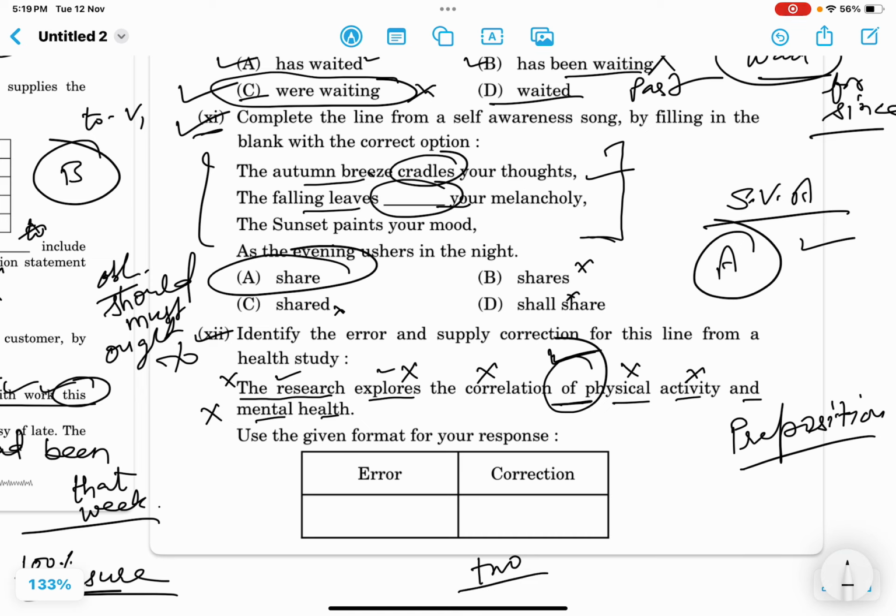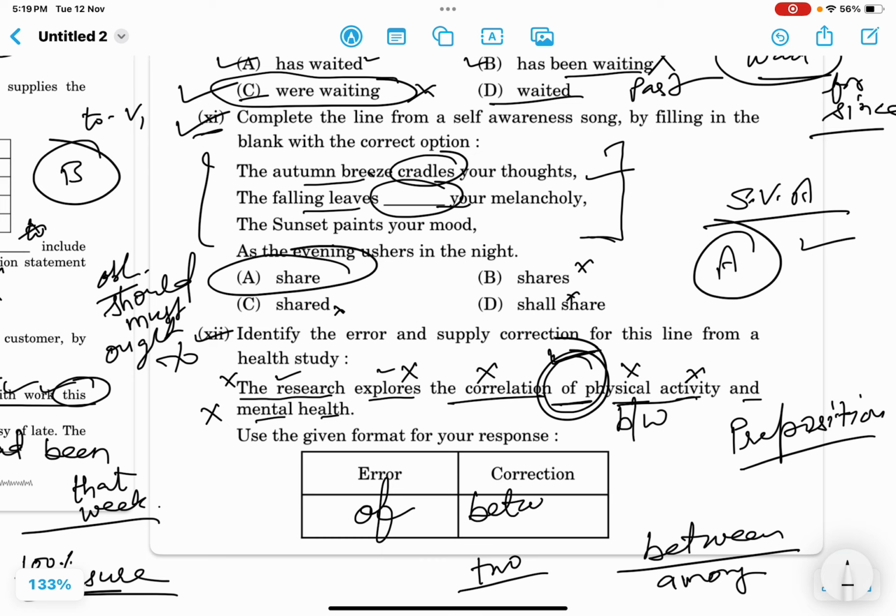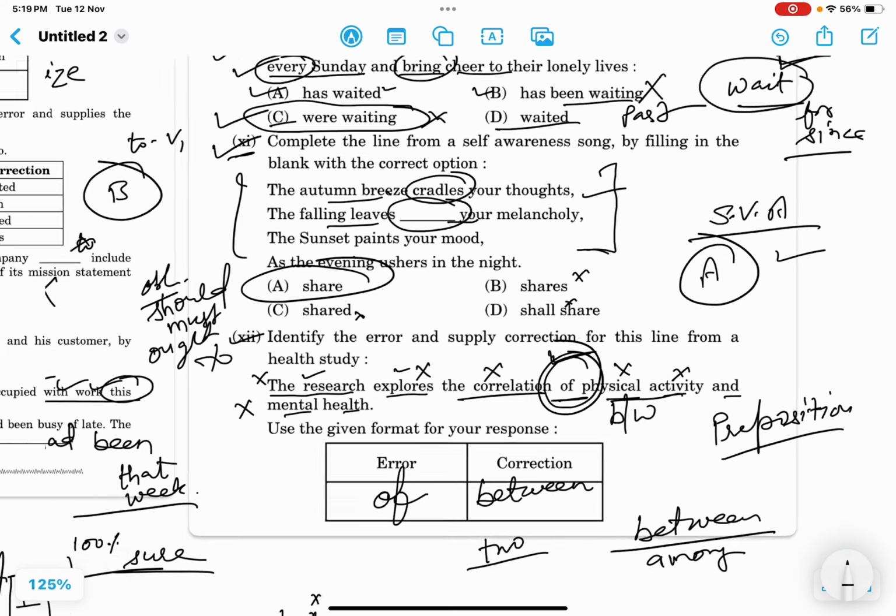Two ideas or two things, we use between, and more than two, then we use among. So here it is talking about the correlation between two things, physical activity and mental health. So the of will change into between. So the error is of and the correction is between. Okay, so in this way you can attempt the grammar section.